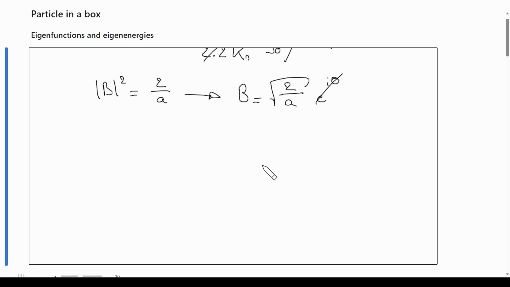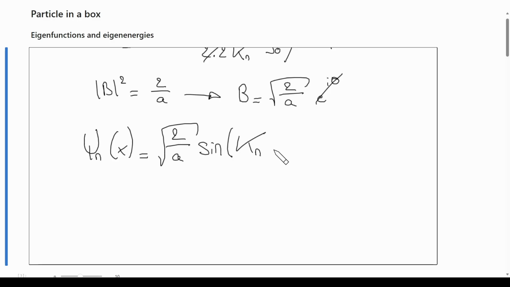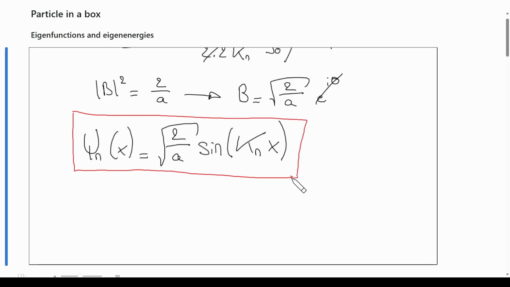Finally, we have our full wave function psi n of x equals square root of 2 over a sine kappa n x. These are the wave functions or the eigenfunctions of the problem, so the possible states of the particle in the box.